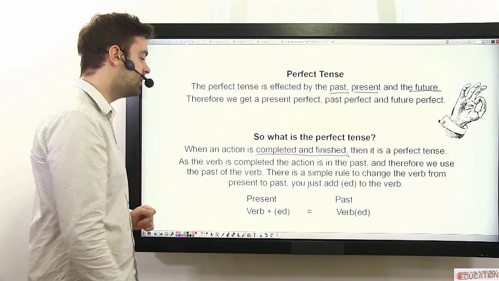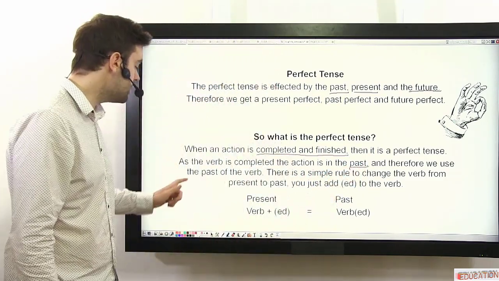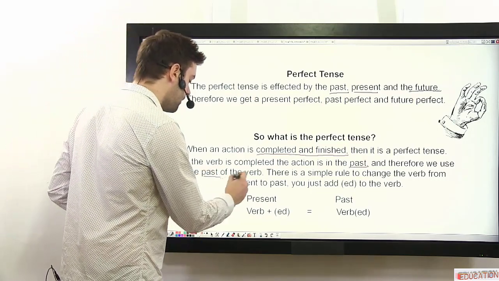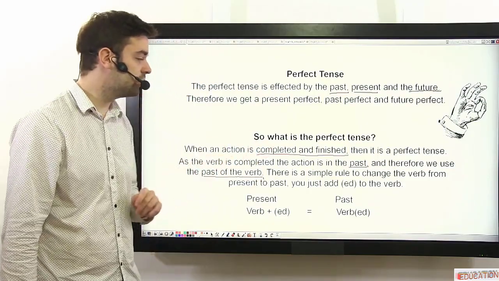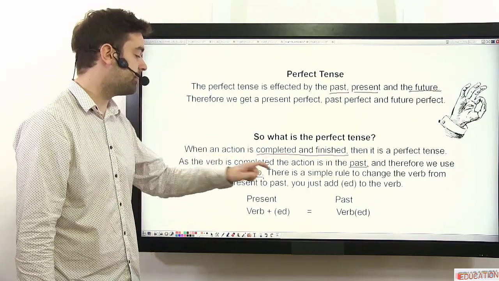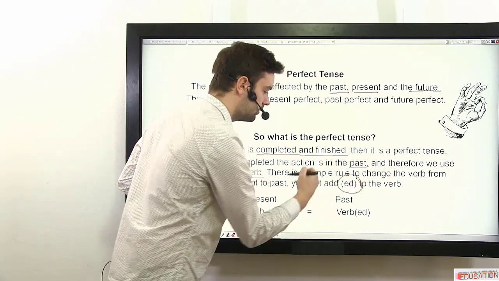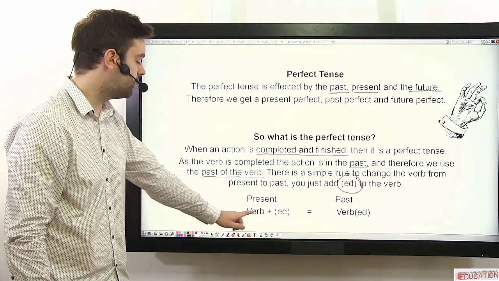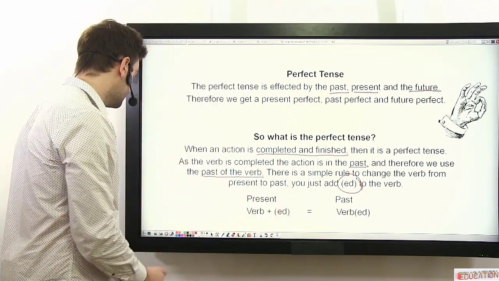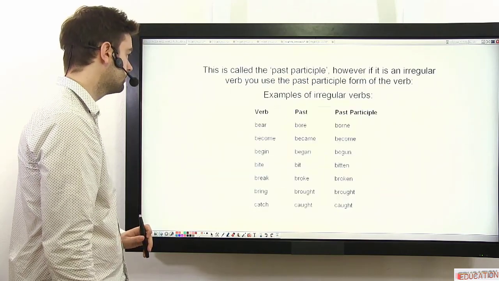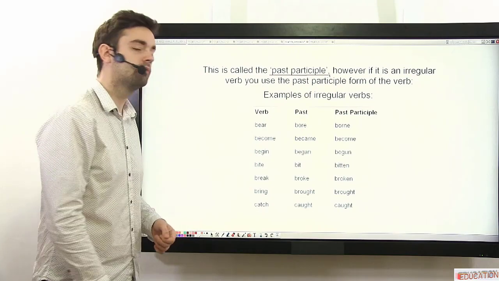As the verb is completed, the action is in the past, and therefore we use the past of the verb. Remember, there is a simple rule to change the verb from present to past. You just add ed to the verb. For example, verb plus ed. This is called the past participle.